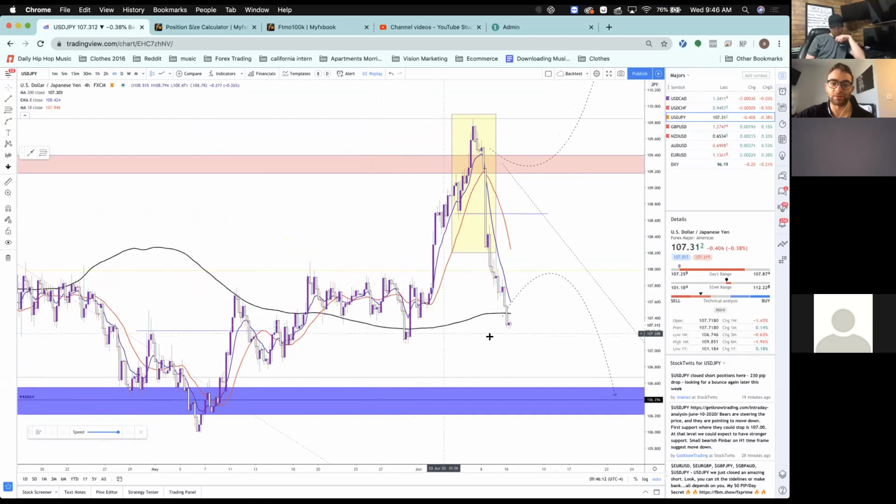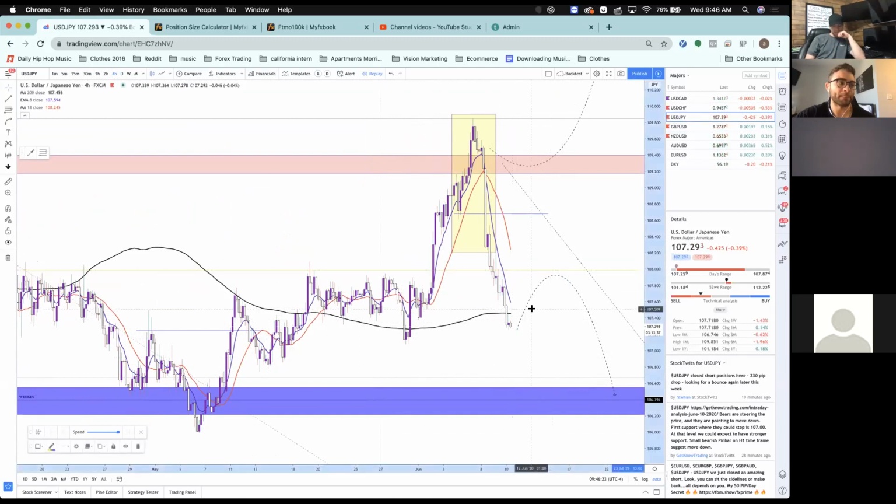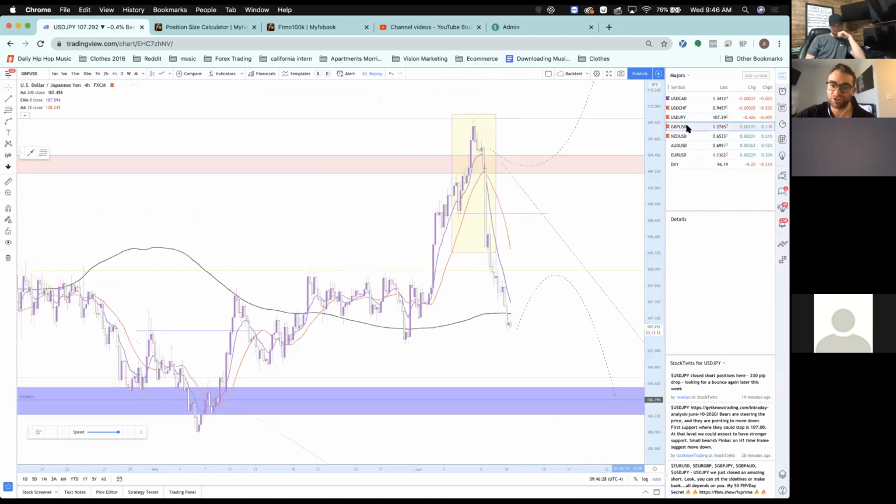to get to some 4 hour support. So I do expect us to find support here, maybe to pull back, but it could just continue to fall. So, you know, we'll just be patient and wait. I'm going to bump this back up to the 4 hour time frame, and we'll see how this continues to play out. Let's go to GU.